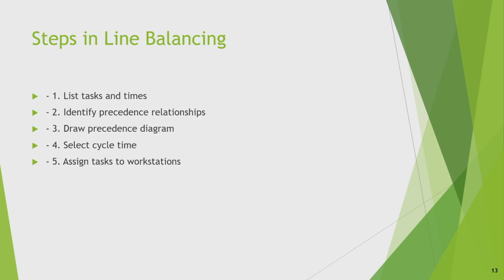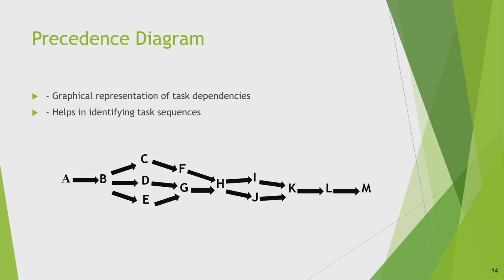Now, steps in line balancing. How do we do line balancing? First you have to list tasks and times, then identify precedence relationships, then draw the precedence diagram, then select the cycle time you need, then assign tasks to workstations.